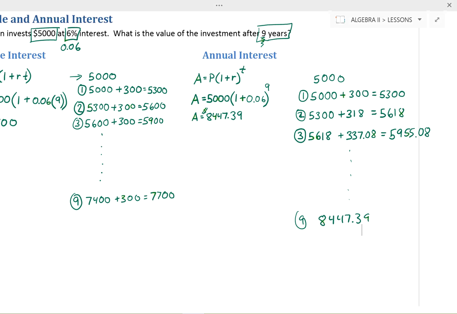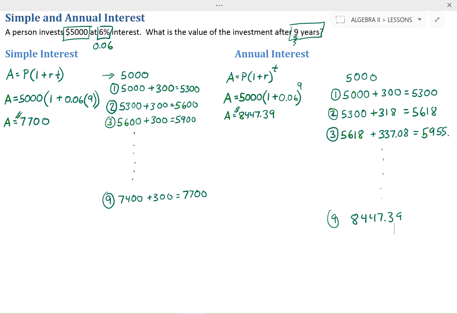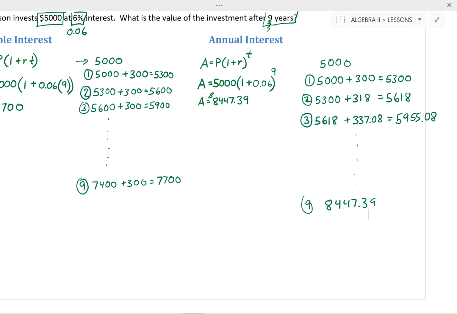So as you can see in comparison here, being able to earn interest off of interest, which is what annual interest is doing, is hugely valuable, because each year the 6% interest is bigger than the year before because you're calculating it off of a bigger number because of interest earned. So simple interest is a scenario where you do not reinvest your money earned in interest, whereas annual interest is a scenario where you are reinvesting the money you're earning through interest, so that every year your interest value is higher.